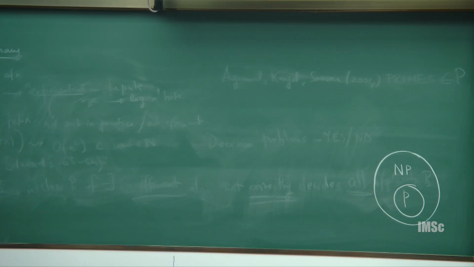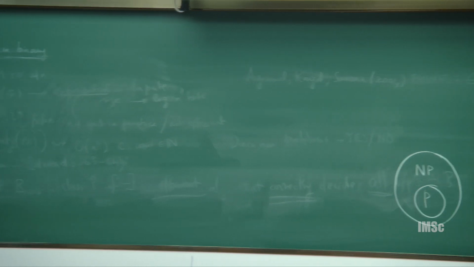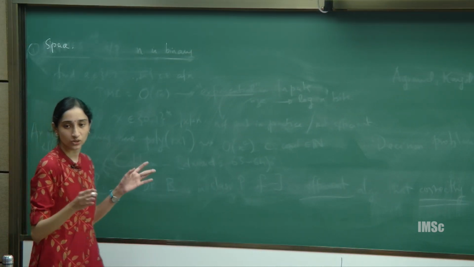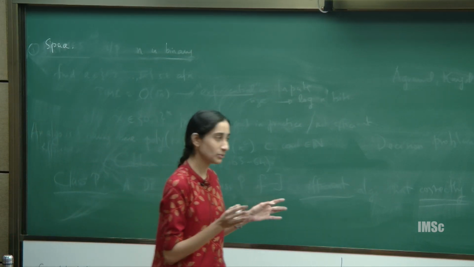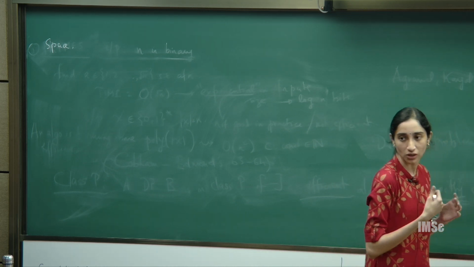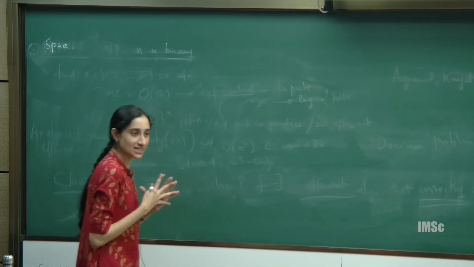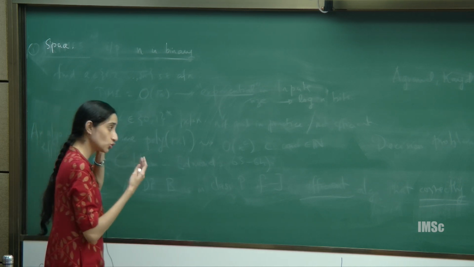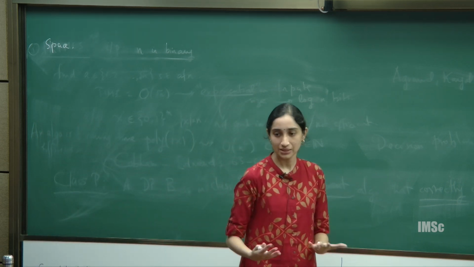Now, so far we have been looking at time, but there is another resource, which is space. It's the amount of memory that your machine takes. If you are familiar with Turing machines, it is the amount of workspace that you take to solve this problem, which roughly is the amount of memory. So you can also talk about space as a complexity measure.